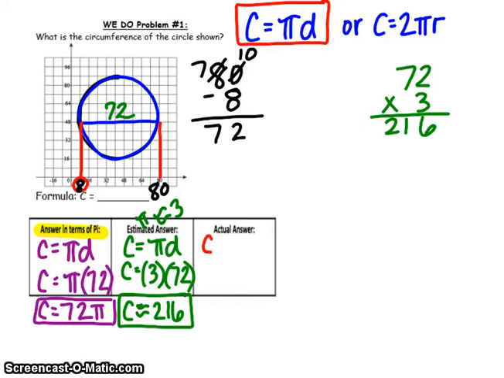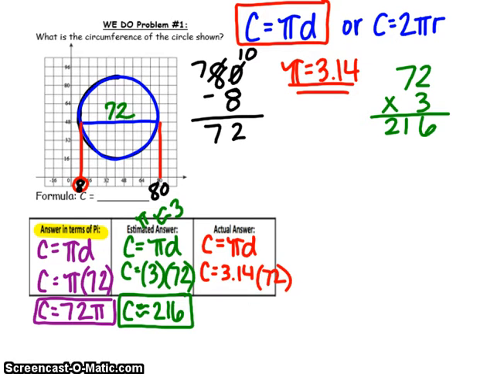So I still want to use the same formula. C is equal to pi times diameter. Except this time I'm going to use my pi is equal to 3.14. I want to use that in here. So 3.14 times my diameter, which is 72. All I have to do is multiply these and I would get my final answer.